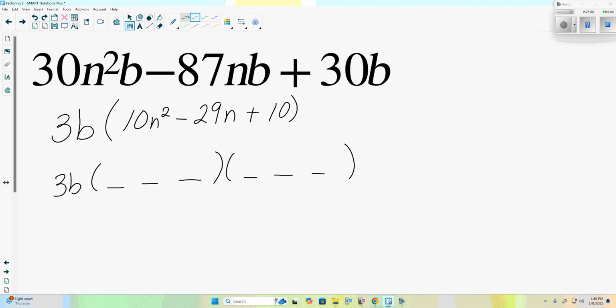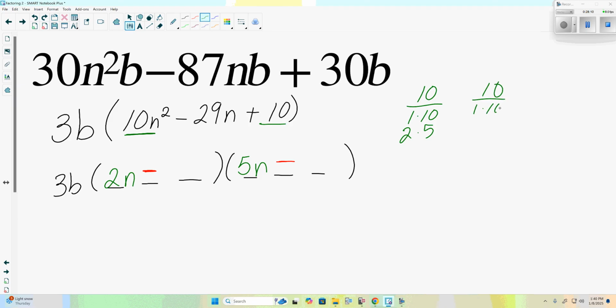Now here the third term is positive, so the signs are the same and match the sign of the middle term. So we'll have negative and negative. Factors of our first term, 10n squared. Well, the n part will have n and n. 2 and 5, 1 and 10. Now the third term is also 10. So we have 1 and 10 or 2 and 5.